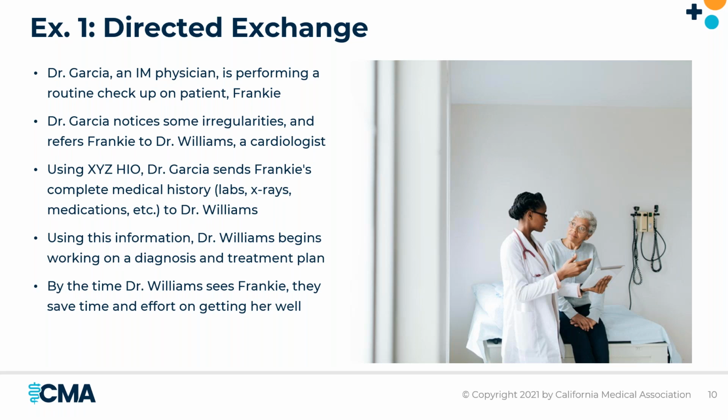Williams's office. This saves both of them a lot of time and a lot of duplication, because when Frankie walks into the office, Dr. Williams already knows what medication she might be on, what her medical history is, even things like what surgery she might have had, et cetera. Dr. Williams already has that longitudinal patient record. He doesn't have to spend time collecting all that information, and he can jump right into what their situation is with her heart and how they can work on getting her well. That is directed exchange. Dr. Garcia pushed that information directly to Dr. Williams.